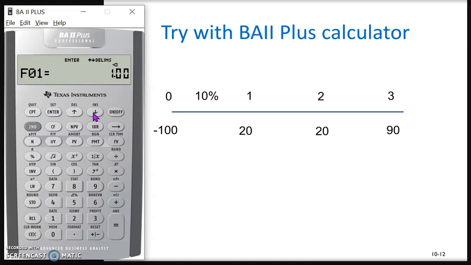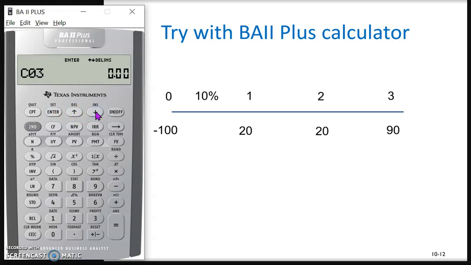So it asks me for the number of times or the frequency of the $20. So I can put in a 2 because I have $20 coming in at time period t equal to 1 and 2. And I set the frequency to 2, enter, and the down arrow. Now the calculator asks me the next cash flow, which is essentially cash flow 3, which would be the $90, enter, down arrow key, frequency of 1, down arrow.